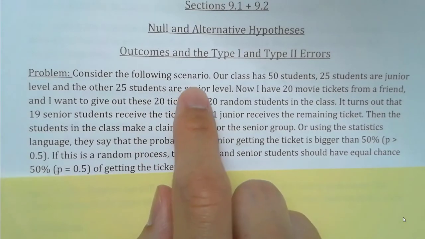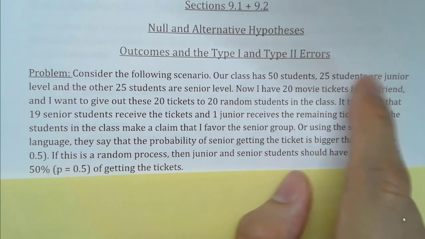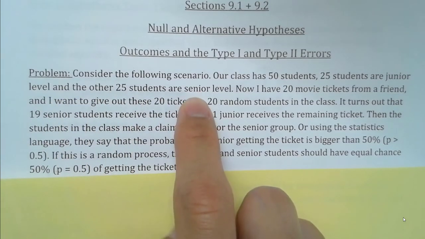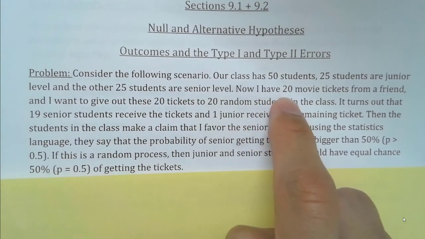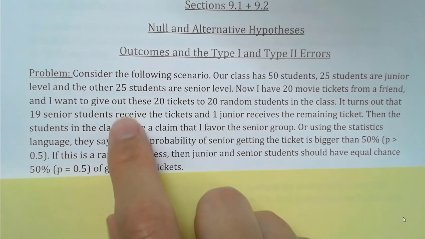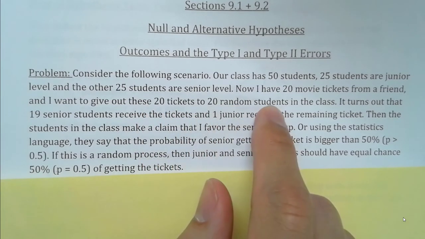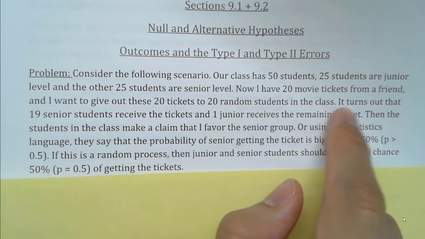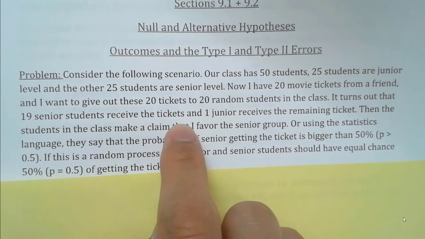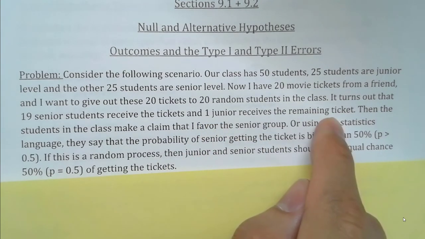Consider the following scenario. Our class had 50 students. 25 students are junior, and the other 25 students are senior. Now, I have 20 movie tickets from a friend, and I want to give out these 20 tickets to 20 random students in the class. It turns out that 19 senior students received the tickets, and only one junior student received the remaining ticket.